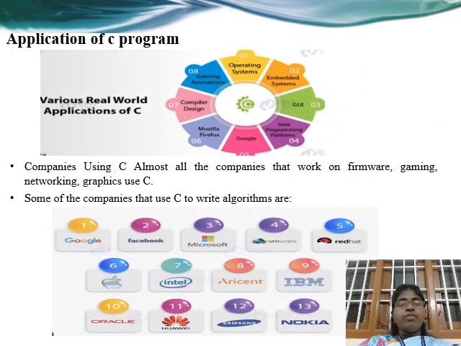Applications of C programming. Various real-world applications of C include operating systems, embedded systems, GUI (graphical user interface), new programming platforms, Google, Mozilla Firefox, compiler design, and graphics animations. Companies using C: almost all companies that work on firmware, gaming, networking, and graphics use C. Some of the companies that use C programming to write algorithms are Google, Facebook, Microsoft, VMware, Red Hat, Apple, Intel, IBM, Oracle, Hyundai, Samsung, and Nokia. Most companies use it to write their algorithms.